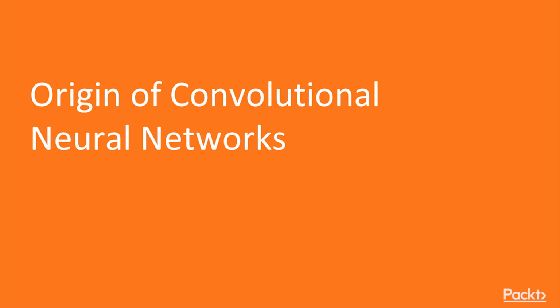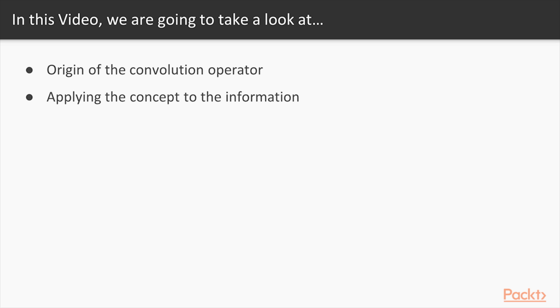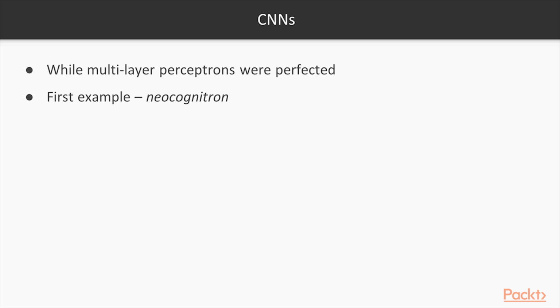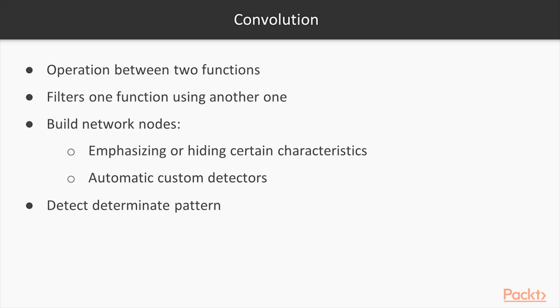Now we move on to the first video of this section that deals with the origins of convolutional neural networks. In order to understand convolution, we will start by studying the origin of the convolution operator, and then we will explain how this concept is applied to the information. Convolutional neural networks, CNNs, developed while multilayer perceptrons were perfected, and the first concrete example is the neocognitron. We will now learn about convolution to understand the convolutional operator.